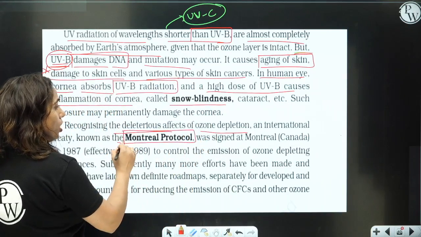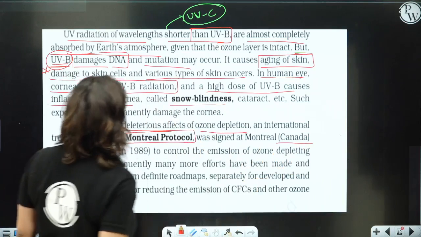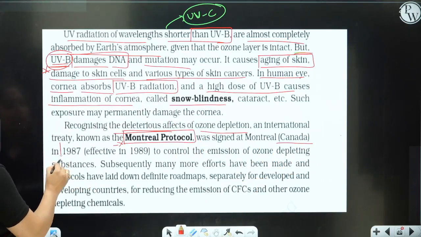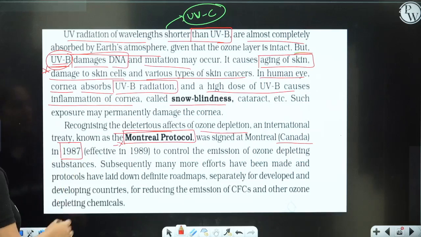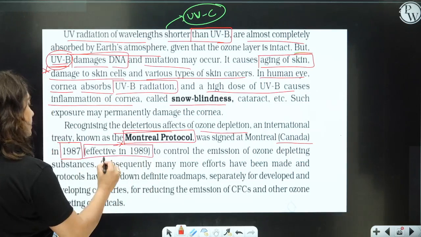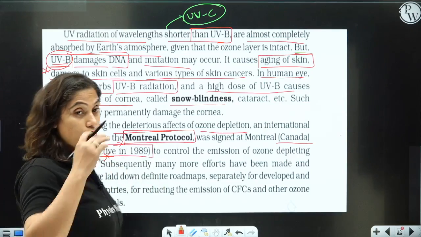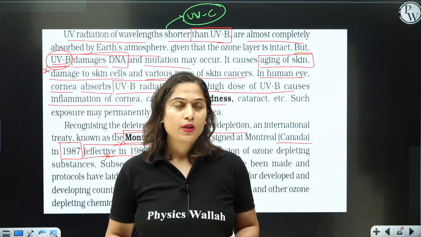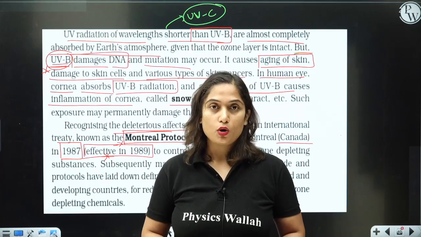Now, recognizing the deleterious effects of ozone depletion, there is a very important thing called the Montreal Protocol. Montreal Protocol was signed in Canada in the year 1987, but it became effective in the year 1989. This is very important. So the question directly comes, what is the purpose of Montreal Protocol?